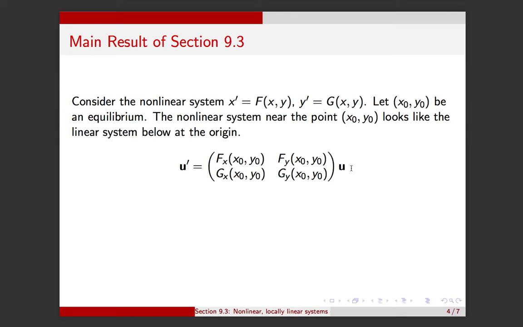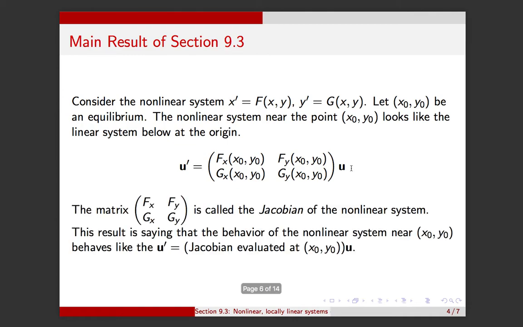So it's hard to communicate up front how nice this is. I want to show you this illustrated in a second, but this is a very nice result. This matrix here with these partial derivatives, f partial x, f partial y, and so on, that's called the Jacobian of the nonlinear system. And this result is saying that if you want to measure how the nonlinear system is behaving near this point, you look at this linear system here. And looking at this linear system means going back to section 9.1, where the matrix is the Jacobian evaluated at the equilibrium you care about.